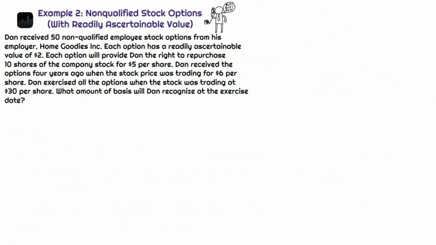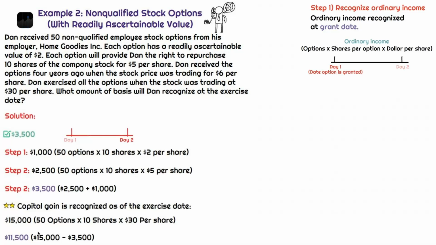Okay, so let's take a look at another example. Same information, only now we're going to calculate Dan's basis in these non-qualified stock options. Okay, so they still have a readily ascertainable value. Okay, meaning we can go step by step in our mental map. All right, so in step 1, we still need to determine that ordinary income amount, which is going to be the amount recognized as of the date of grant. Okay, so $1,000 is still going to be included in this basis. But we now need to determine the amount that would be recognized as of the exercise date as well.